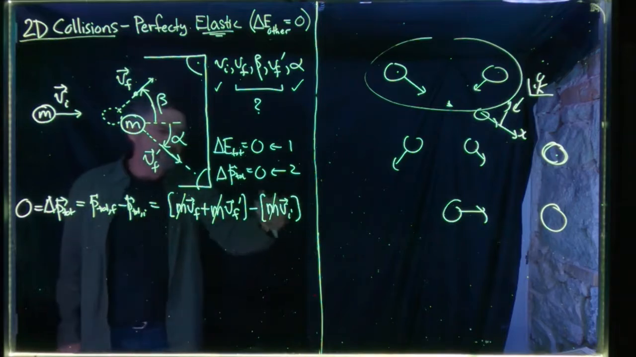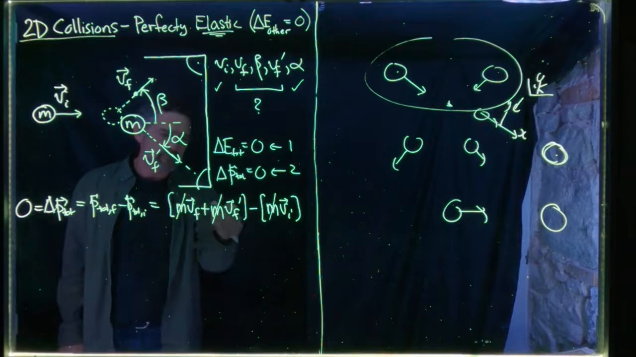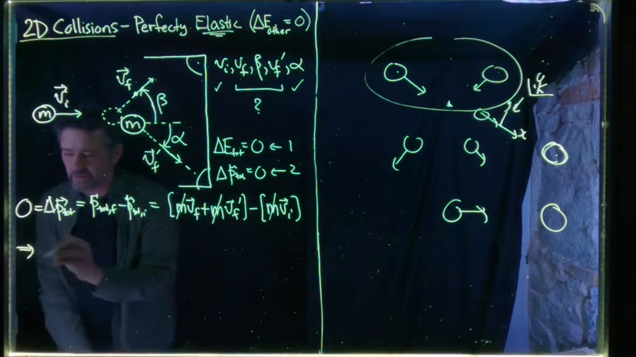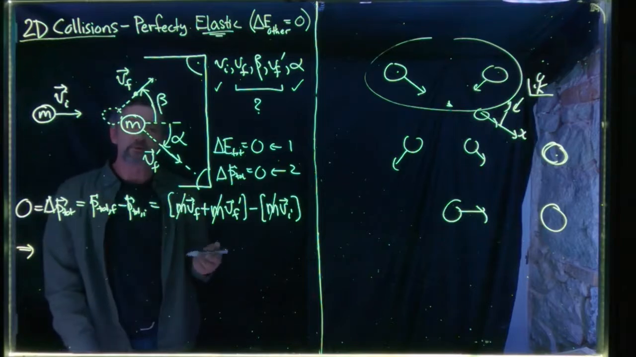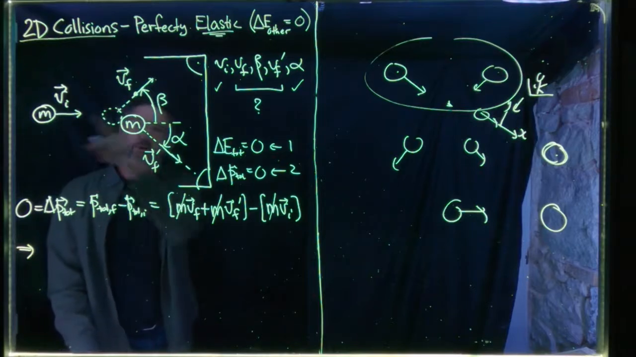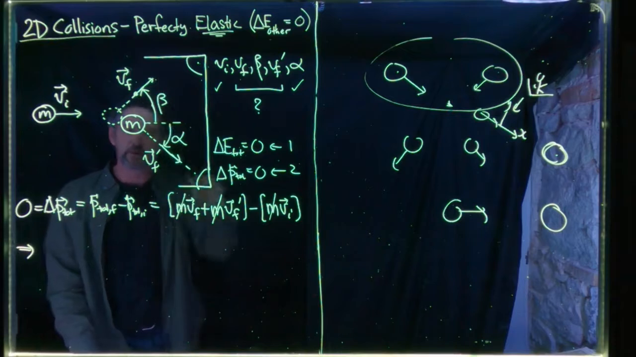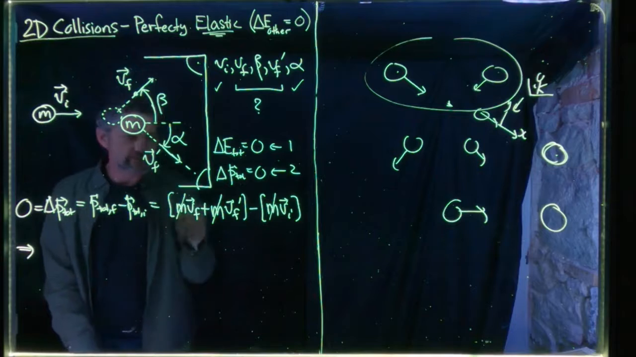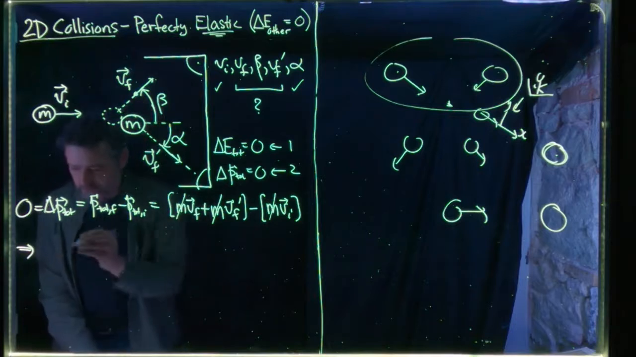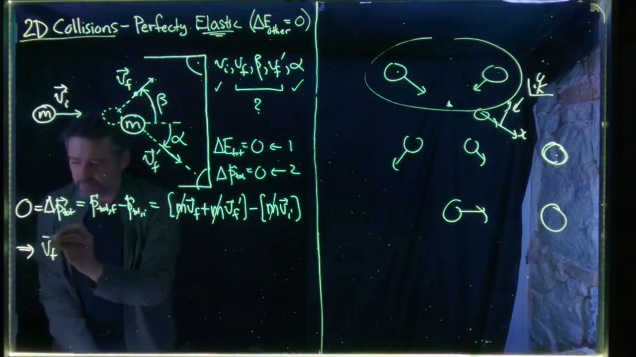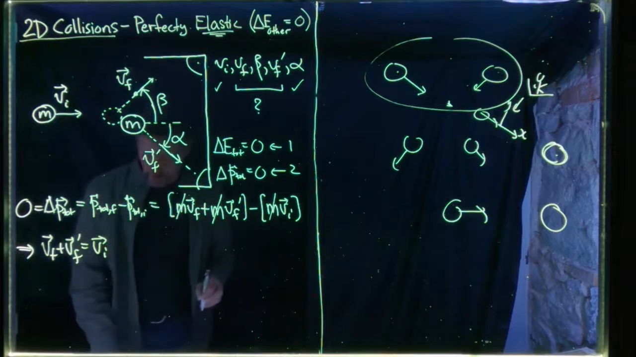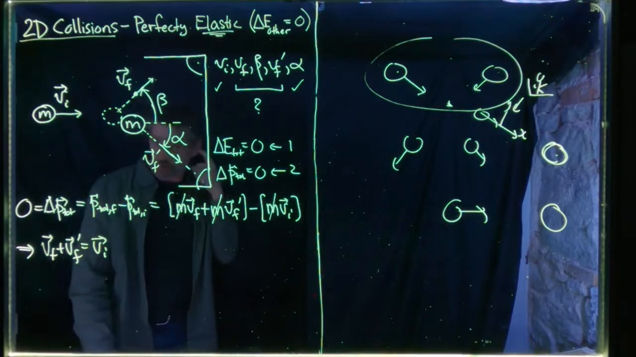So this just says that v initial is equal to v final plus v final prime. So conservation of momentum in this situation would be p initial is equal to p final plus p final prime, but because the masses are equal, it just involves v initial is equal to v final plus v final prime. So v final plus v final prime is equal to v initial. Okay, and then this is 2 equations.